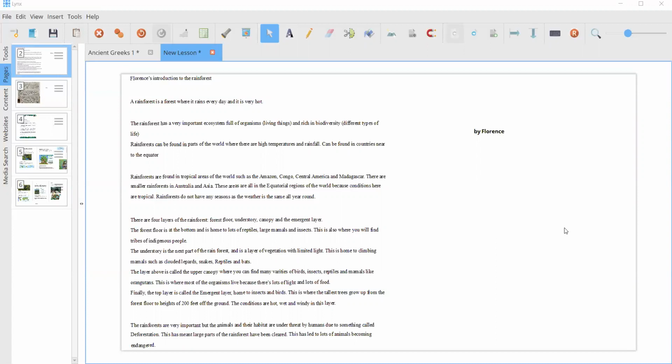Rainforests can be found in parts of the world where there are high temperatures, and rainfall can be found in countries near to the equator. So well remembered, you use the equator because that's where they're found. And you've got the Amazon, I can see, Congo, Central America, and Madagascar. And then you found out even more information that I didn't share, which is that you can find smaller rainforests in Australia and Asia.